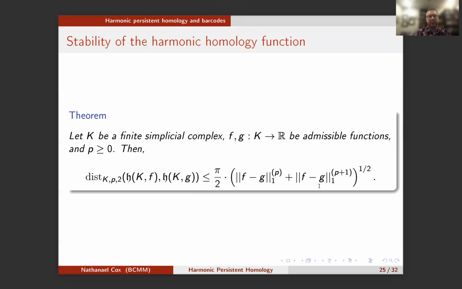And using those definitions, we get this following stability theorem. So if you have two admissible functions, f and g, the distance between their harmonic functions when L equals 2 is less than or equal to pi over 2 times the L equals 1 norm of f minus g, to the 1/2.